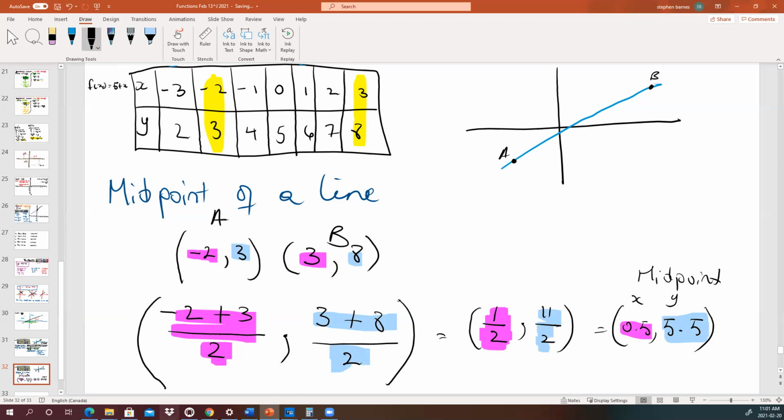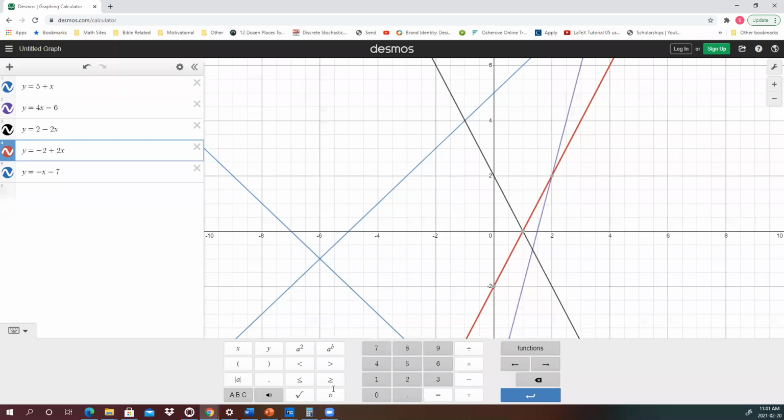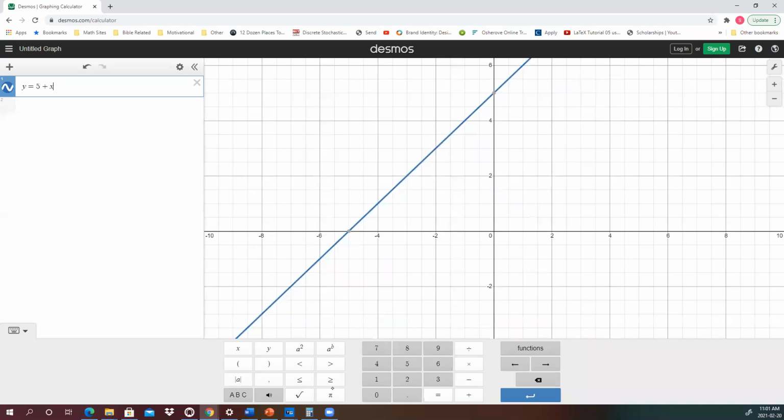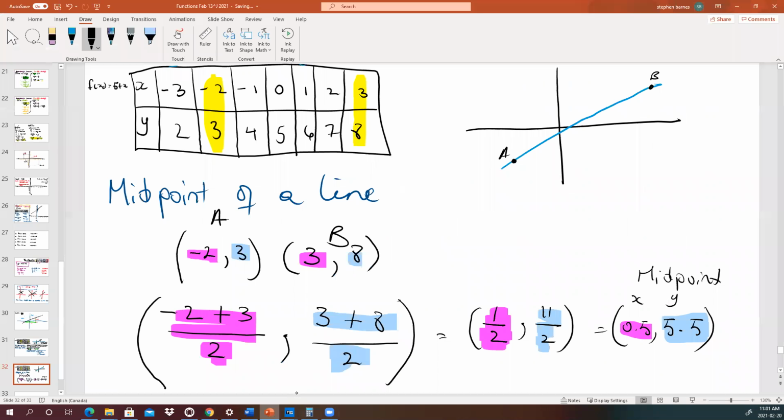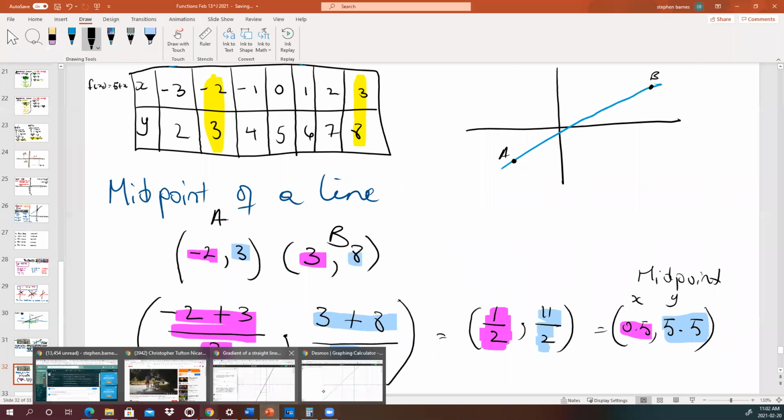So what I'm going to do, I'm just going to pull up the graph. I'm just going to get rid of all of these and leave that one. That's the one that we're using for our example. So we found the midpoint between the 8 and the 3 and the 3 and the 8 and the negative 2 and 3. We found that the midpoint between those 2 points was 0.5 and 5.5. So that's 0.5 on the x-axis and 5.5 on the y-axis. So we can go ahead and find that.